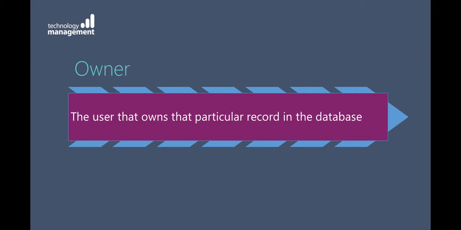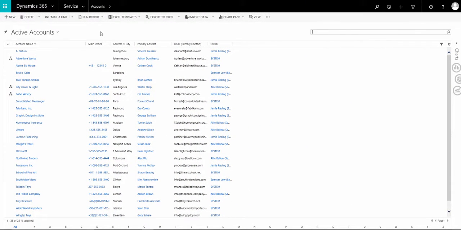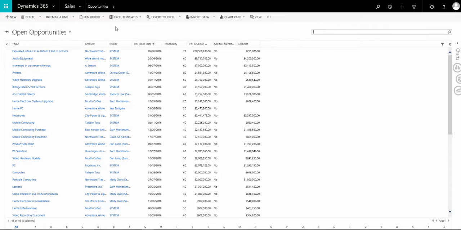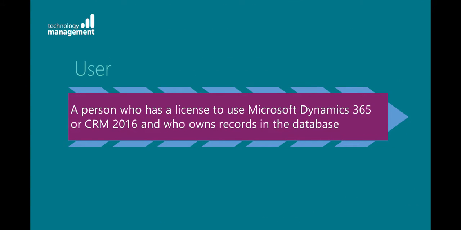Owner is the person who owns the record within the system. Their name is applied against it within the system. So here you can see we've got our view of active accounts, and you can see that each account record has an owner listed here. Similarly, if I navigate to our view of open opportunities, you can see that each opportunity record has an owner listed here.